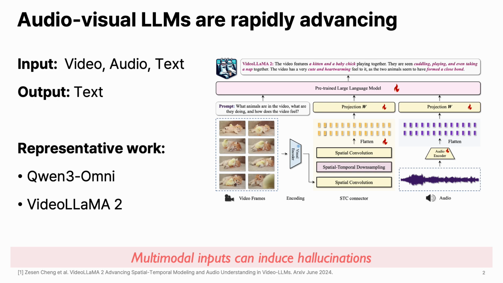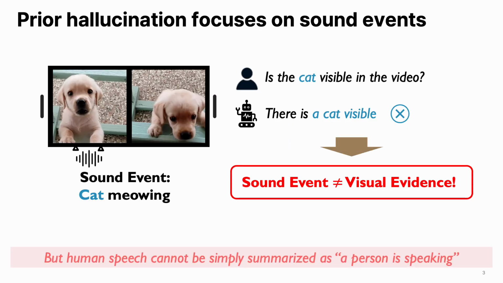However, as these models receive more modalities, they also face a new risk: multimodal inputs can induce hallucinations. Most existing audiovisual hallucination studies focus on environmental sound as event indicator. For example, if the model hears a cat meowing, it may incorrectly assume that a cat is visible in the video. This is an important problem, but sound events are relatively simple. Human speech carries rich information and cannot be summarized as only a person is speaking.